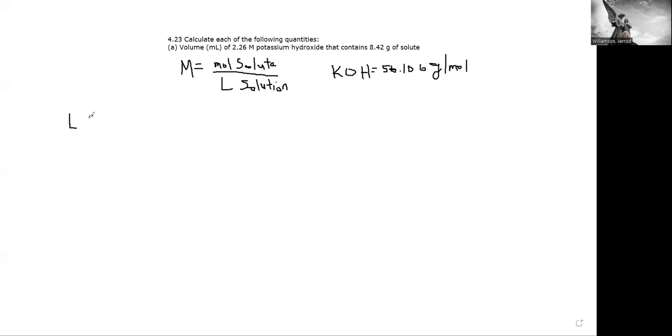So the liters of solution times the molarity will give me the moles of solute, which is the moles of KOH. But remember, I'm solving for the liters or the volume that I'm going to turn into milliliters. So I need to divide both sides by molarity.